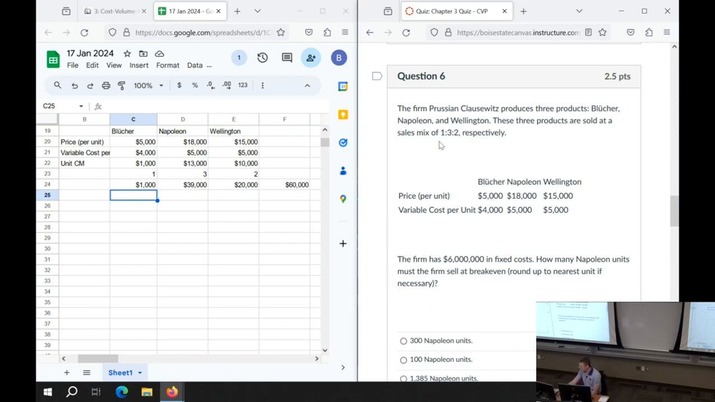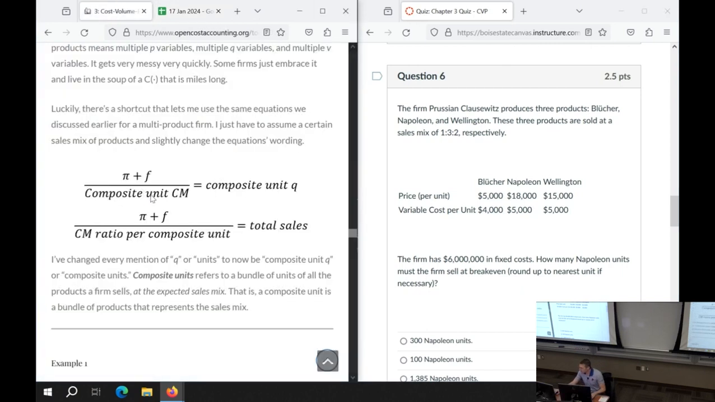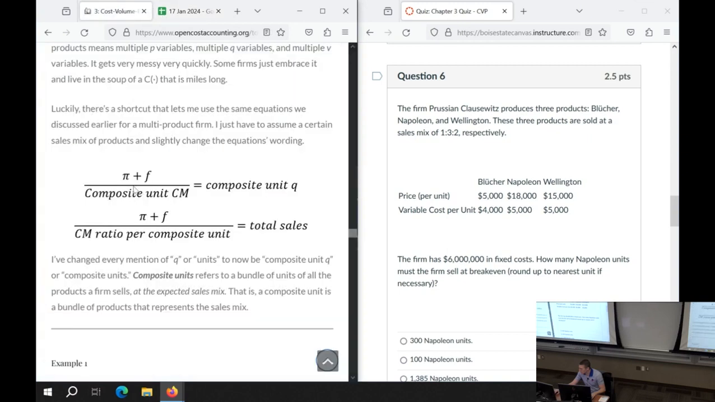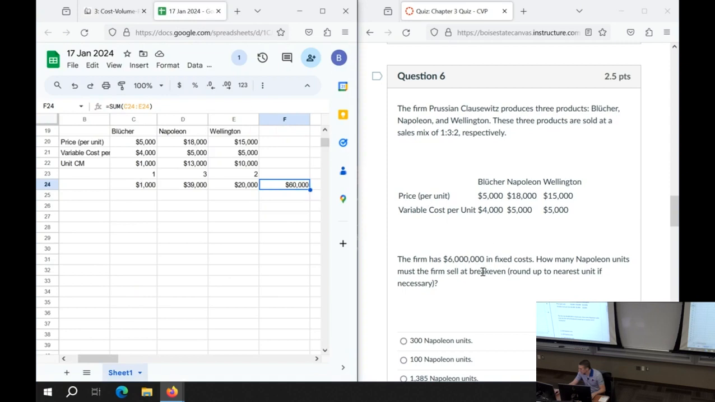I'll say, okay, we know all this data. We know what our mix is. So let's figure out how much we have to sell to break even. So it's the same thing as before, in the sense of we just put the composite unit CM, which is our 60,000 here, in the denominator underneath our target profit plus fixed cost. This is a break-even problem right here. And that means our target profit is 0. So we're literally just going to say 6 million. We'll check that. Yeah. Other way. Is our fixed costs we're covering.